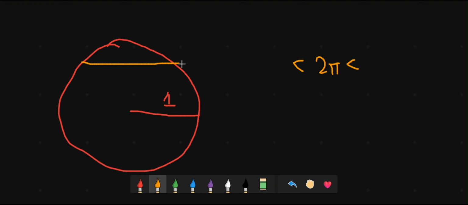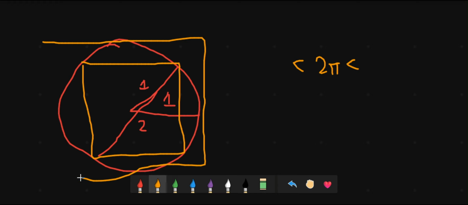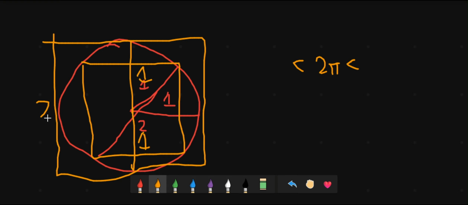Well, let's see. I'm going to draw a square such that it's inside the circle. And so this length right here is going to be 1, so its full diagonal is going to be 2. But now I'm also going to draw another square, this time outside the circle, in such a way that this is going to be 1, and so this is also going to be 1. So its side length is going to be 2.